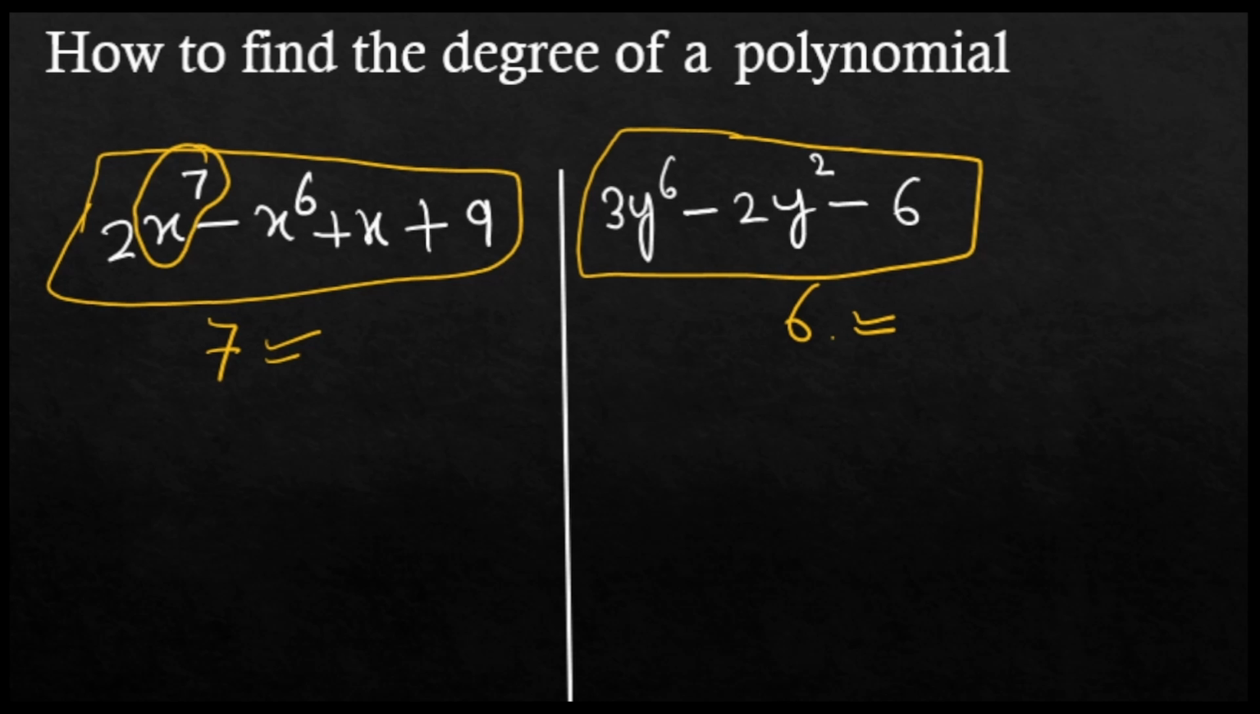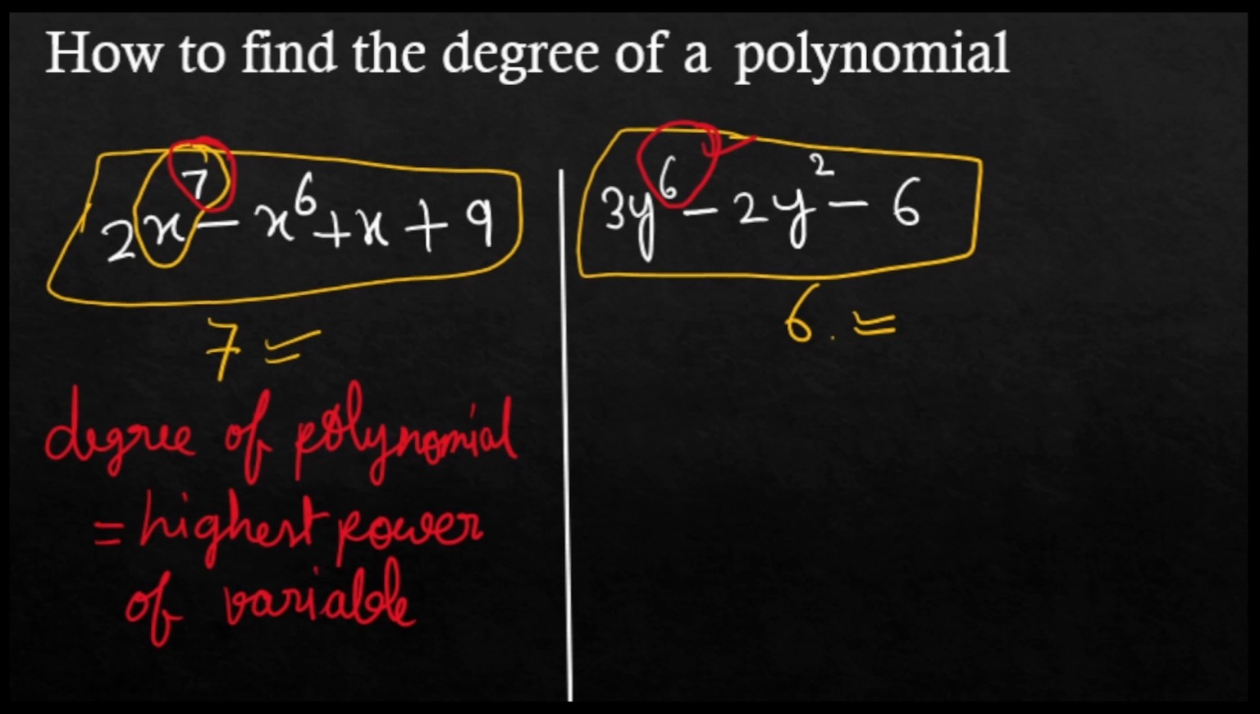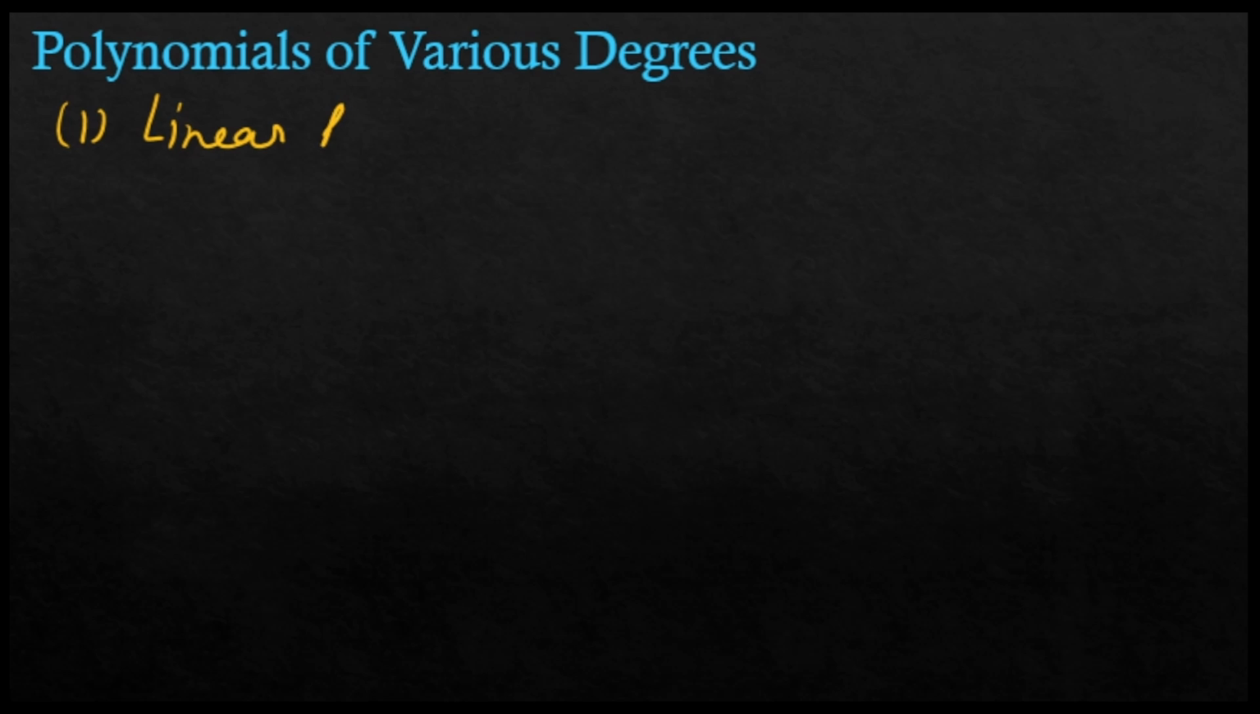x is the variable, and its highest power is 7. So this is the degree of the polynomial. So degree of polynomial equals the highest power of the variable. In this one it is clearly visible that 6 is the highest number, and so the degree of this polynomial expression is 6.